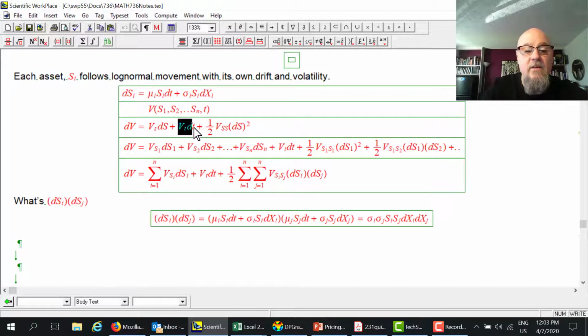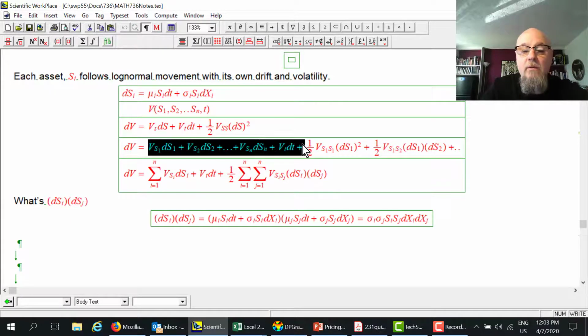And then I need the V sub t, the derivative with respect to time. Well, there's only one time, so that's only one piece here. So now I've got all of the first order partial derivatives taken into account. Now we need all of the second order partial derivatives.